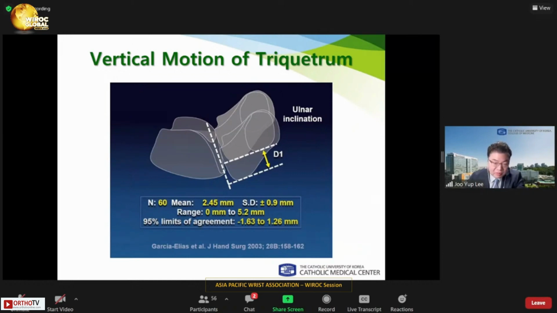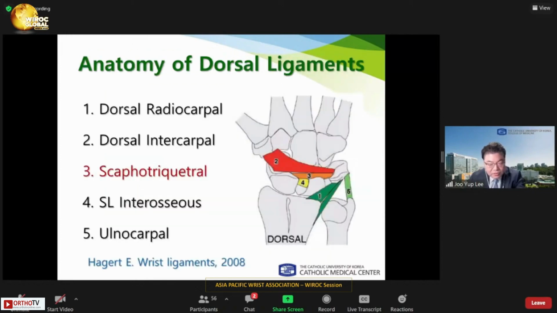It was presented by Garcia Elias a long time ago. To make the connection between scaphoid and triquetrum, I decided to focus on tightening the dorsal scaphotriquetral ligament, the orange ligament in this figure, which was described by Dr. Haggard.